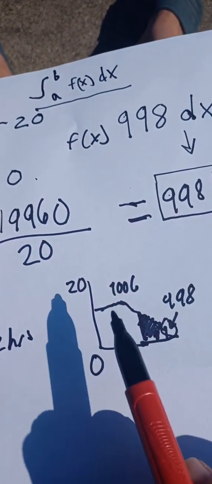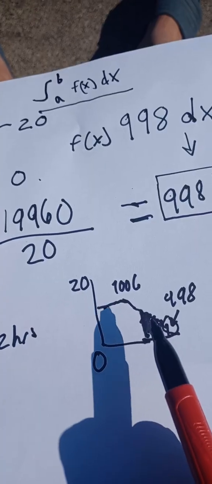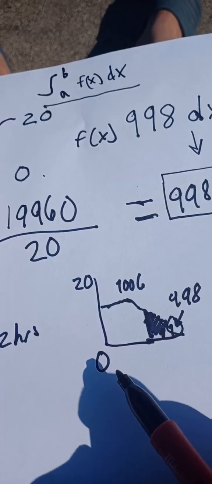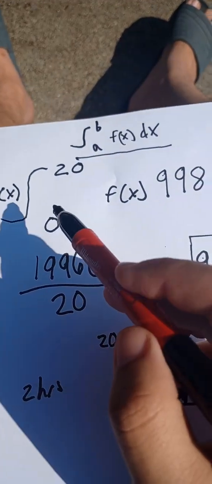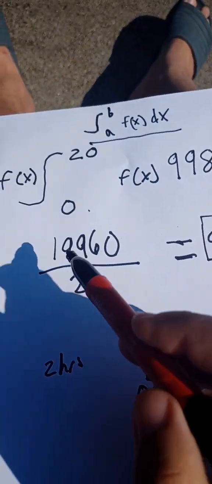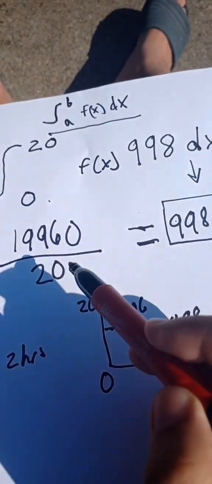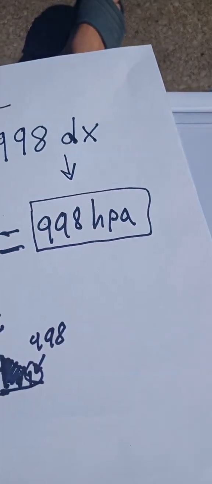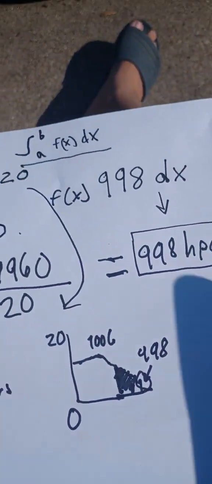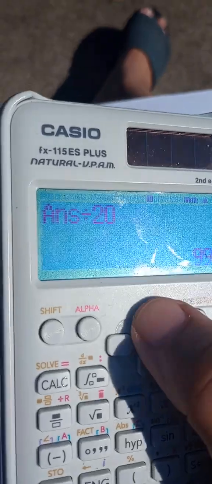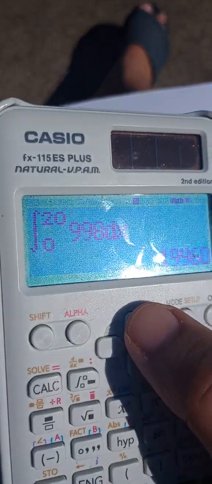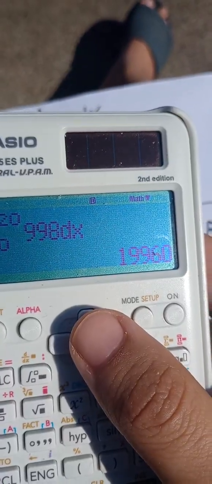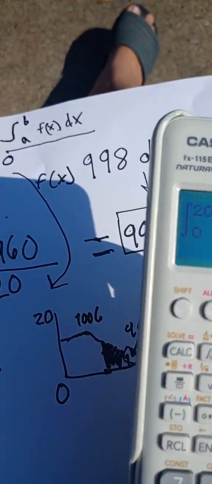So 2, 4, 6, 8, 10, 12, 14, 16, 18, 20. You add that to the B, or the y-axis. And then the A is 0. You plug that in, it verifies that. You get this, divide by that 20, and you get the air pressure right there. So you see, yep. Integral 20, 998. 19,960. Okay.